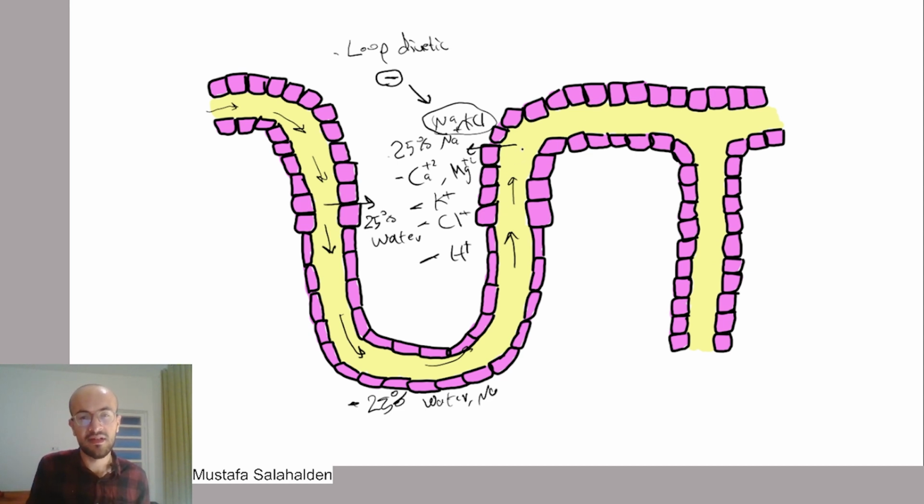Now, moving on, the filtrate will go through into the distal convoluted tubule, and the distal convoluted tubule is split into 2 parts from a pharmacology point of view. So it would be divided into the proximal part, the proximal distal convoluted tubule, and the distal part, the distal convoluted tubule.